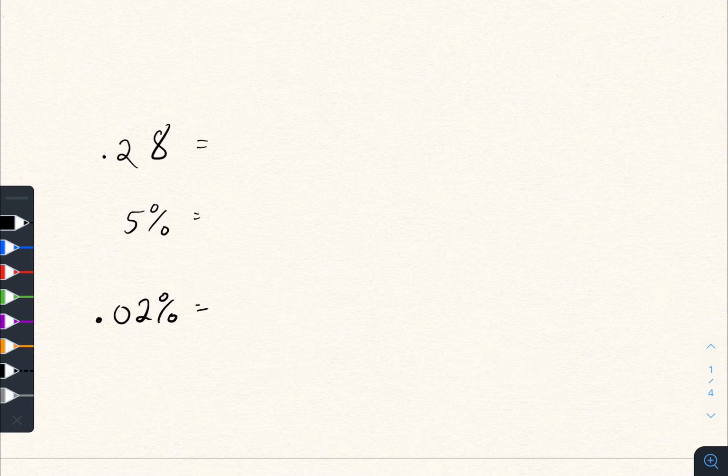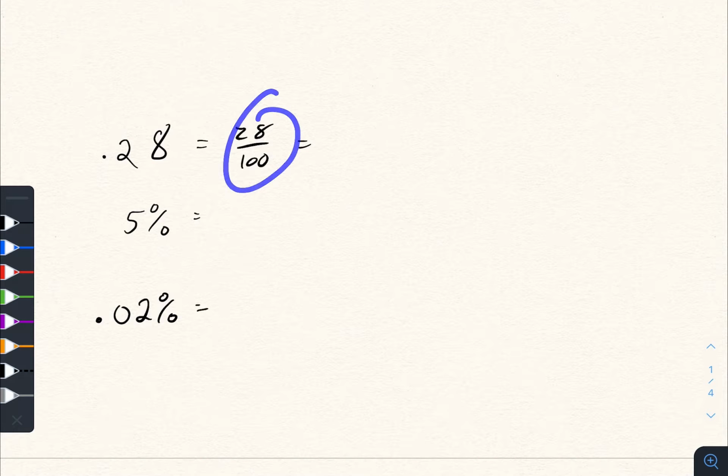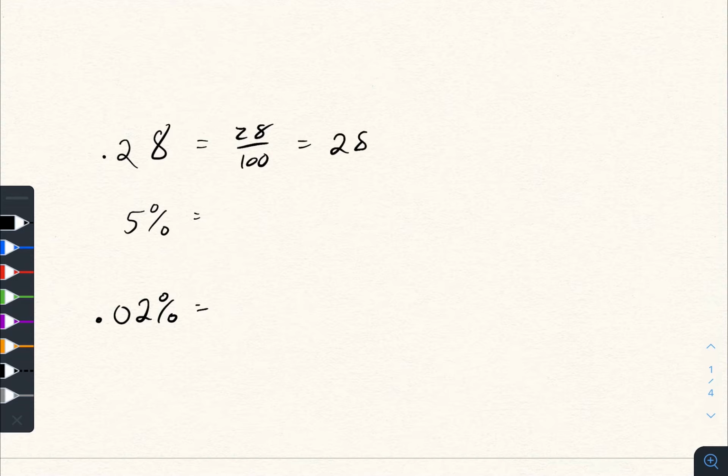So 0.28, 28 hundredths, how do we convert that? So this as a fraction is just 28 hundredths. And so because this is written now as a fraction out of 100, then that means, well, what is it as a percent? It's just this number percent, so 28%.